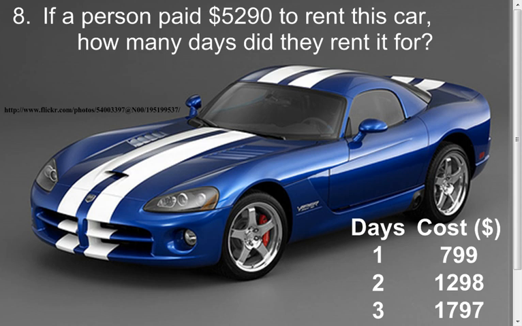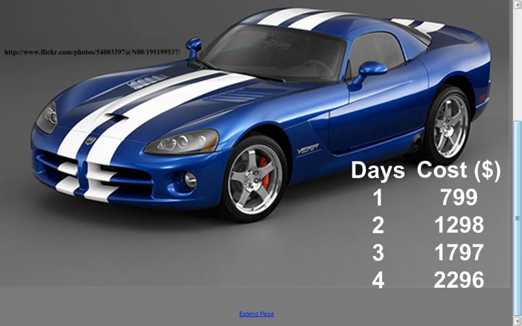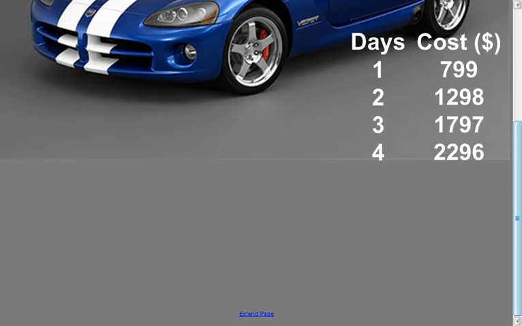All right, and then the last one: if a person paid $5,290 to rent this car, how many days did they rent it for? Again, you're using that same equation that we simplified a couple of problems ago, this one right here. If I know they paid $5,290, that 5,290 is going to go in for an. And then you need to solve for n because I don't know how many days they rented it for. So n in this case stands for the number of days.